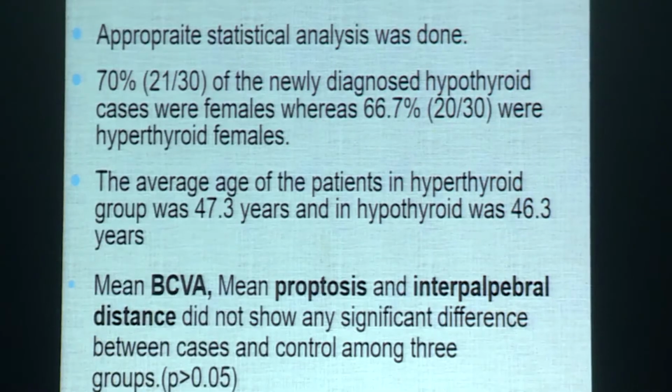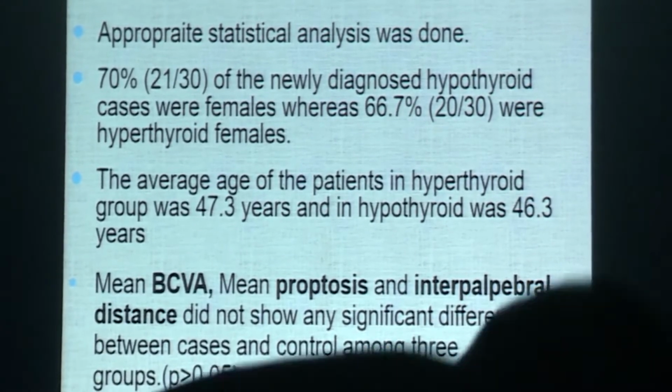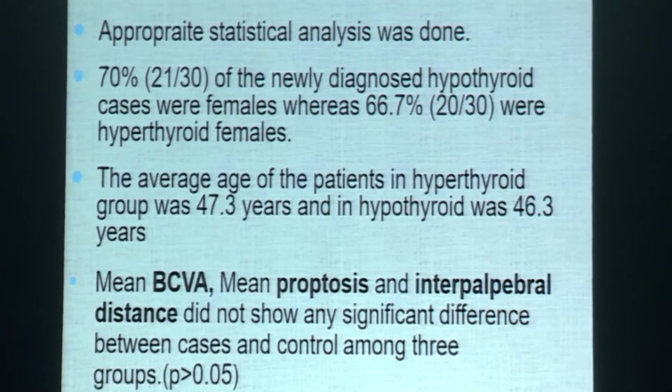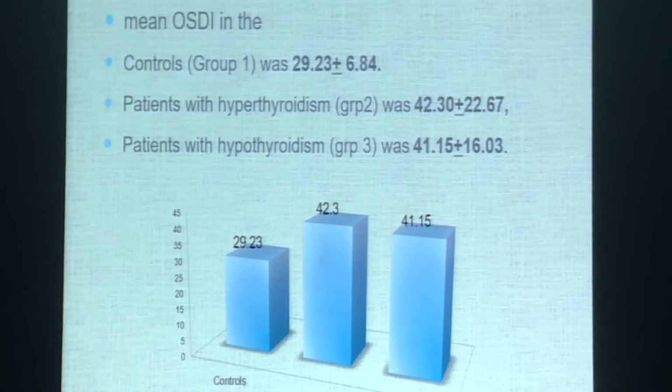The result, the statistical analysis: 70% of the newly diagnosed cases were females, and there were 60 hyperthyroid and 71 hypothyroid. The average age was 47 and 46. The important thing to note here is that the BCVA, proptosis and interpalpebral distance did not show any significant difference between the cases and control since they were recently diagnosed cases. The OSDI score in control was 29. In hyperthyroid it was 42, and in hypothyroid it was 41.